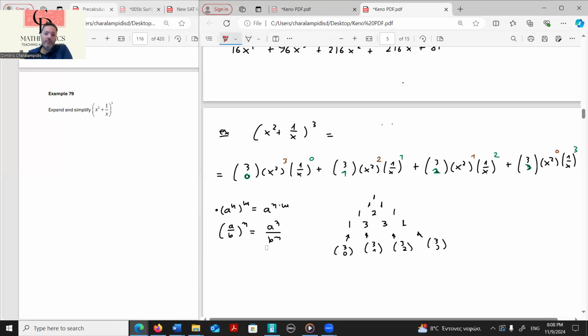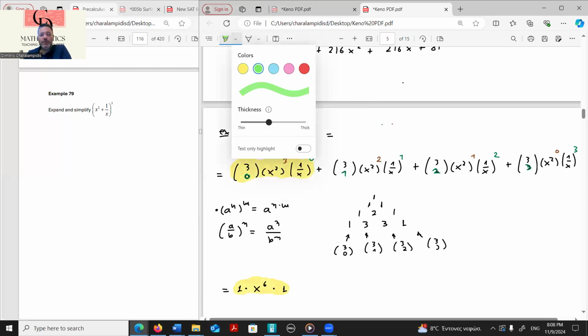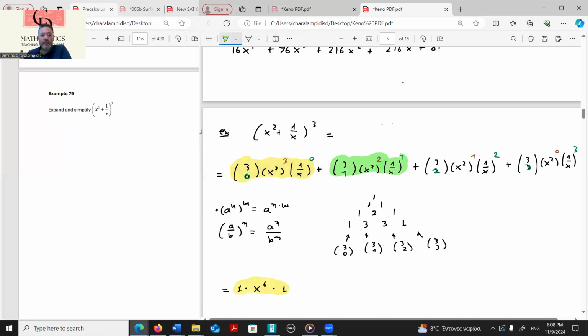Let's start. I'll begin by expanding the first part. 3 choose 0, based on what I got from Pascal's triangle, is 1 times x to the power of 2, and all that to the power of 3 is x to the power of 6 times 1. So this is the yellow part. Let's continue to the green one. 3 choose 1 is 3 times x to the power of 4 multiplied by 1 over x. That was the green part.